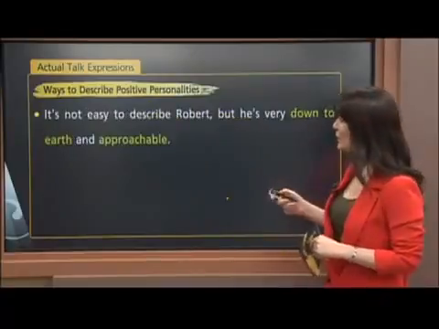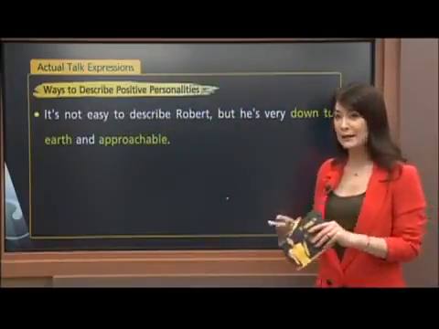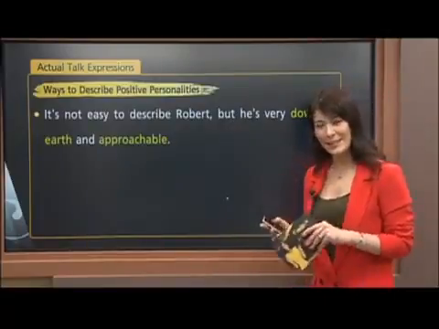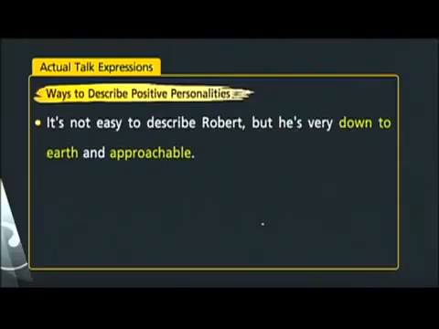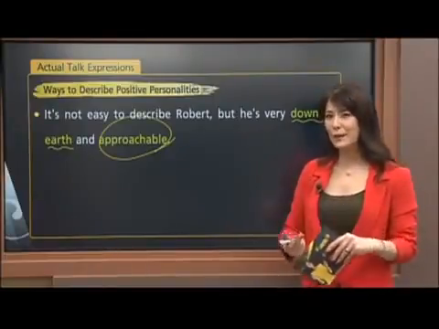She attracts people. Moving on to this one, it's not easy to describe Robert, okay? So if you have a difficult time talking about somebody's personality, this is a great way to begin. It's not easy to describe so-and-so's personality, but he's very down-to-earth and approachable, okay? We've got two key expressions here, or key words. Down-to-earth is, I guess, a person that is very humble, modest, that's down-to-earth, meaning very calm, okay?